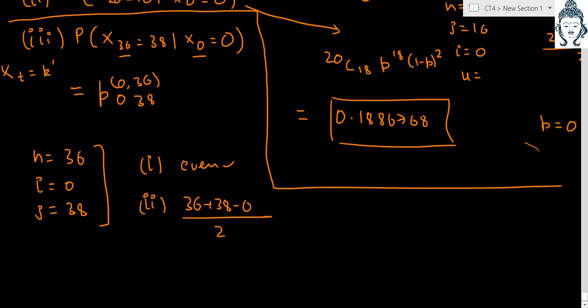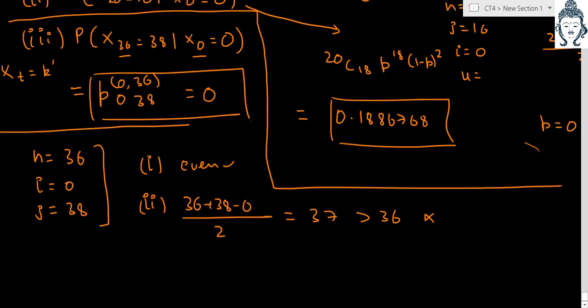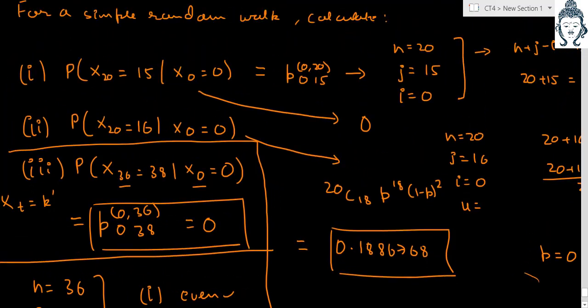This should be less than n. So (36 plus 38) by 2 would come out to be 37, which is greater than 36, right? So this is not true, okay? So this probability is equal to 0. I can directly write this probability as 0. That is how you just apply these conditions, and that is how you calculate these probabilities.